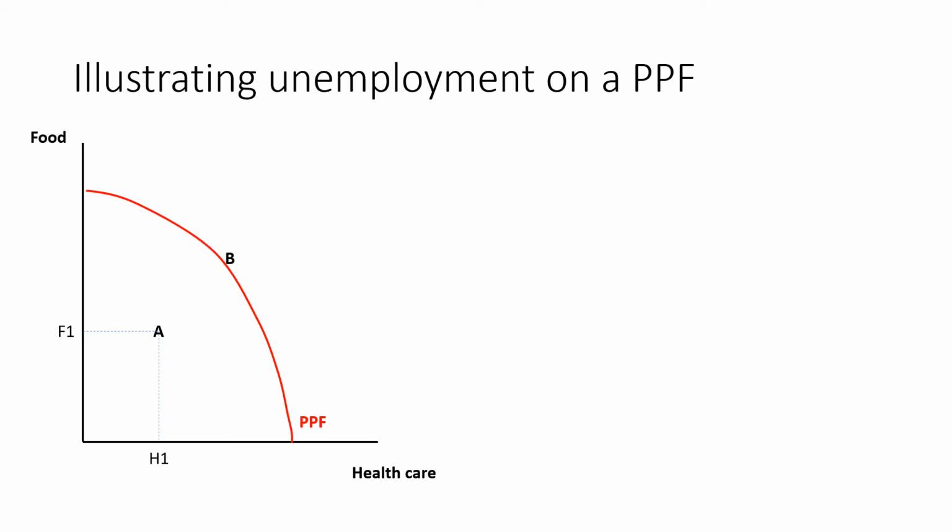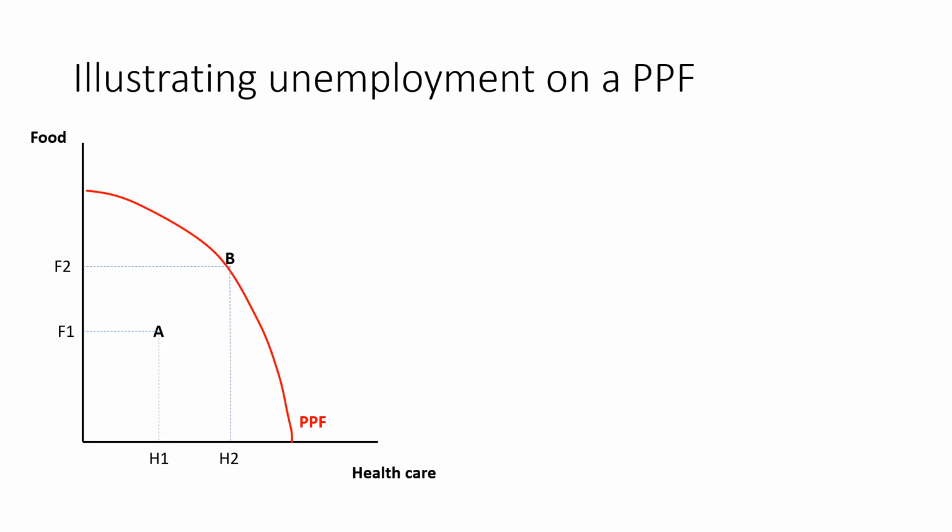Now, this is a problem. If we could eliminate unemployment, if we could find jobs for everybody who is currently unemployed, the economy then would be able to operate on the edge of its PPF because we would then be fully utilising all of our factors of production, including labour. And if we were to get from point A to point B, we would be able to increase the output of food from F1 to F2 and the output of healthcare from H1 to H2.